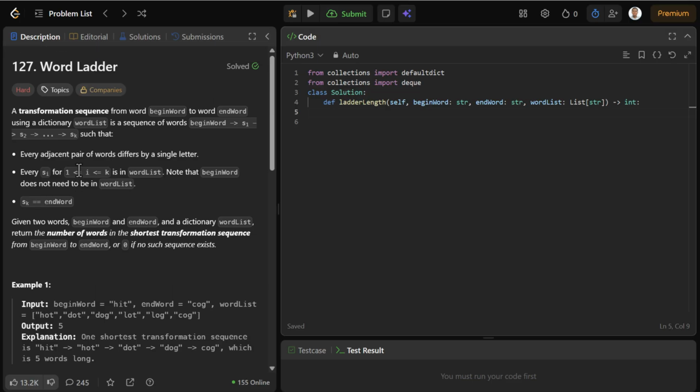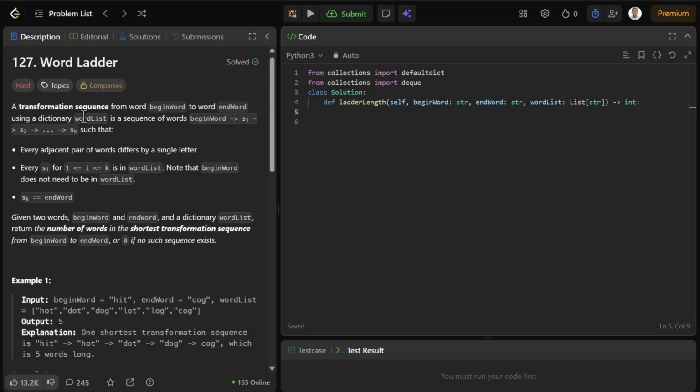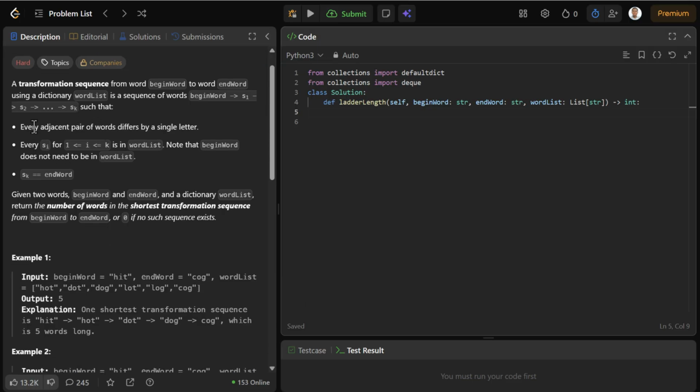Here we have a transformation sequence from the word beginWord to word endWord using the dictionary wordList in a sequence of words: beginWord, then S1, S2 up to SK, such that we have the following conditions. The first one is that every adjacent pair of words differs by a single character. And then we also have a condition that every Si for all i between 1 and K is in the word list. So all the sequence being generated has to be from the word list.